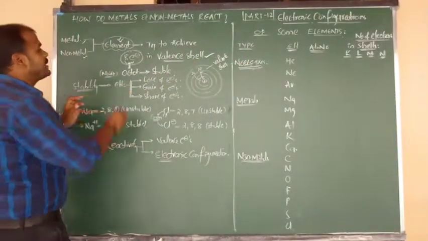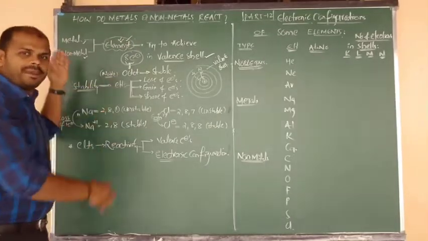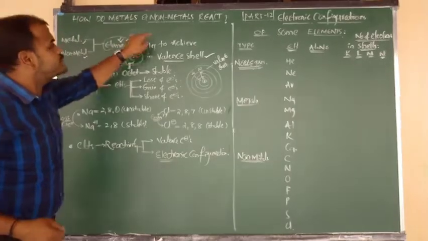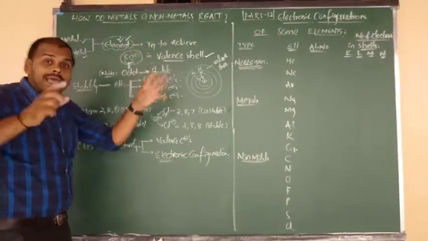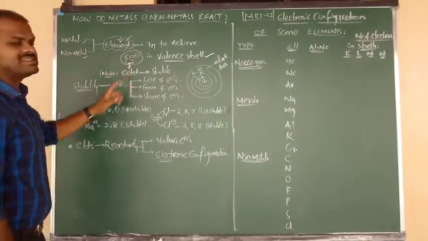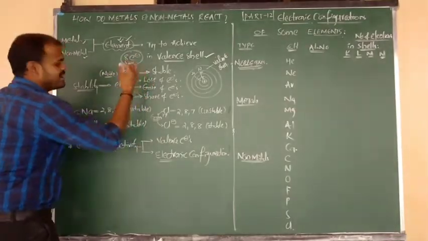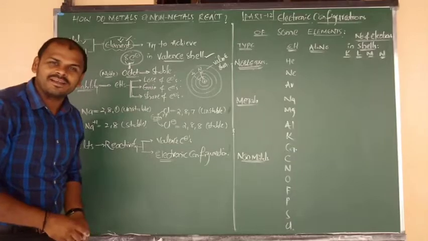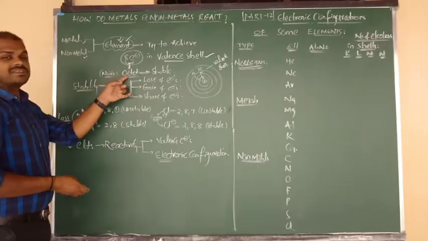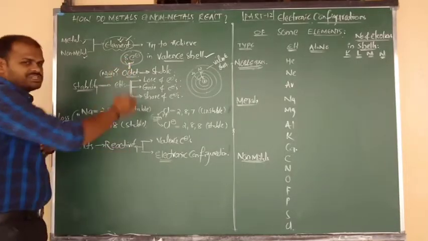So in this nature, each and every element, may be a metal or may be a non-metal, is always trying to achieve 8 electrons in their valence shell. Because the 8 electron condition is nothing but the octet condition. What is meant by the 8 electron condition? Octet condition, and also we can say that this is nothing but the noble gas configuration.